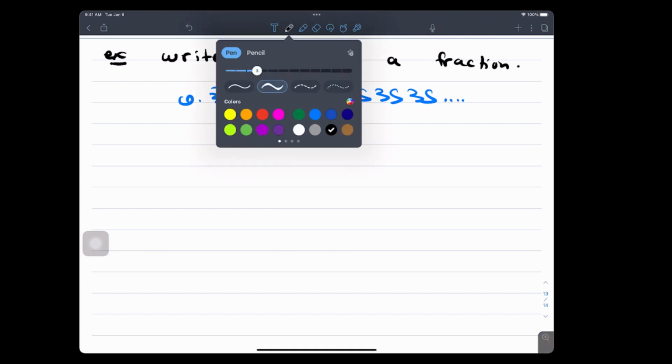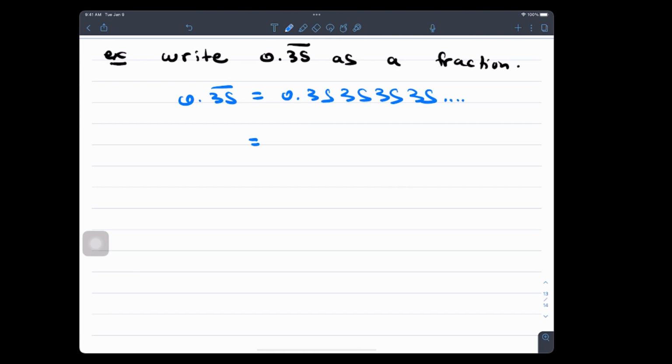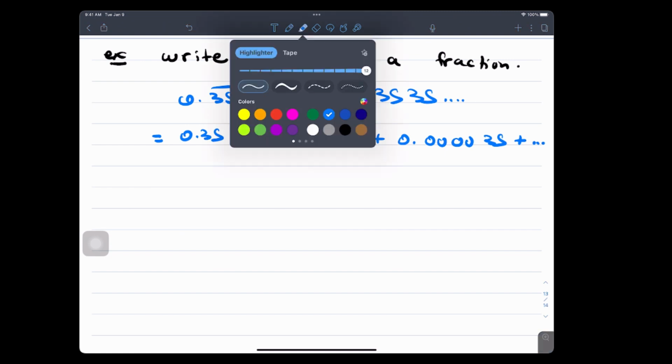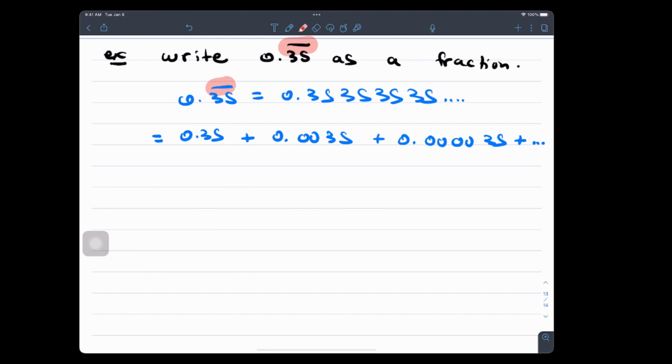Okay, now, that's 0.35 plus 0.0035. Is that true? And then that pattern goes on forever. Now there's going to be 4 zeros: 1, 2, 3, 4, 3, 5, and that will continue forever. Okay, because this is the meaning of this. This is what? Terminating. This pattern goes on forever. Non-terminating.